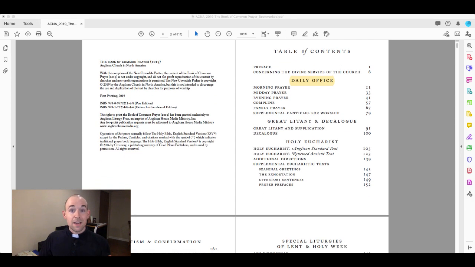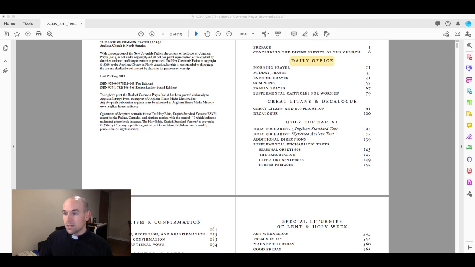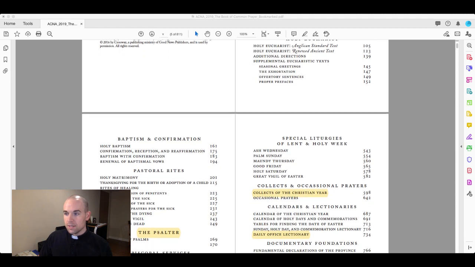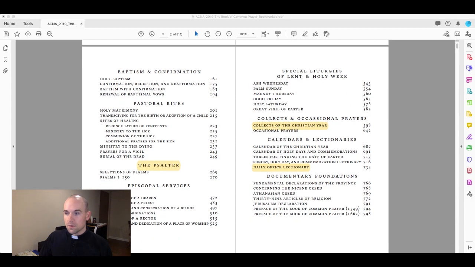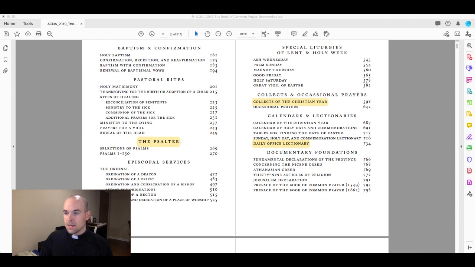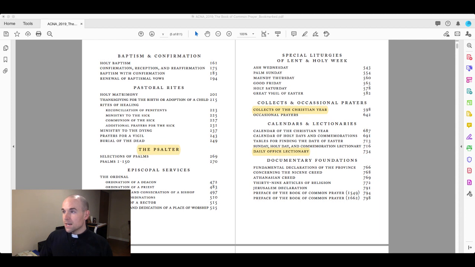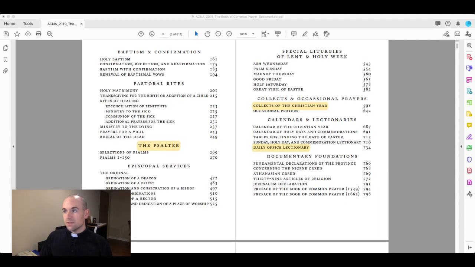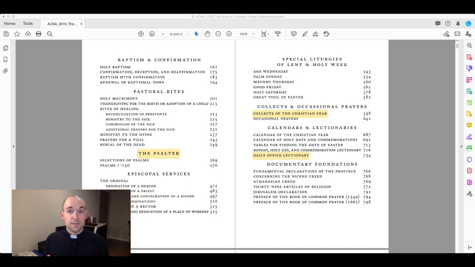But some of the stuff that you're not going to use if you're just using it on a daily basis are going to be the Holy Communion liturgies, baptism liturgies, all the services that a pastor would do, like weddings, funerals, ministering to the sick, Episcopal services, which are services that a bishop would lead, so that's like an ordination service or installing the head pastor of a church. And then you're not going to use the special liturgies of Lent and Holy Week very frequently either. Okay? So that's the first thing that you should know, is that if you're going to use the BCP on a daily basis, there's a ton of it that you won't use very frequently.